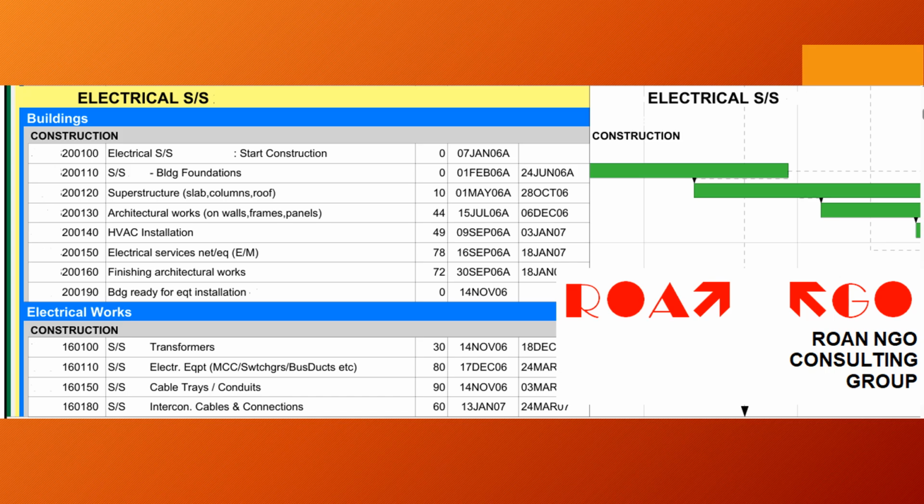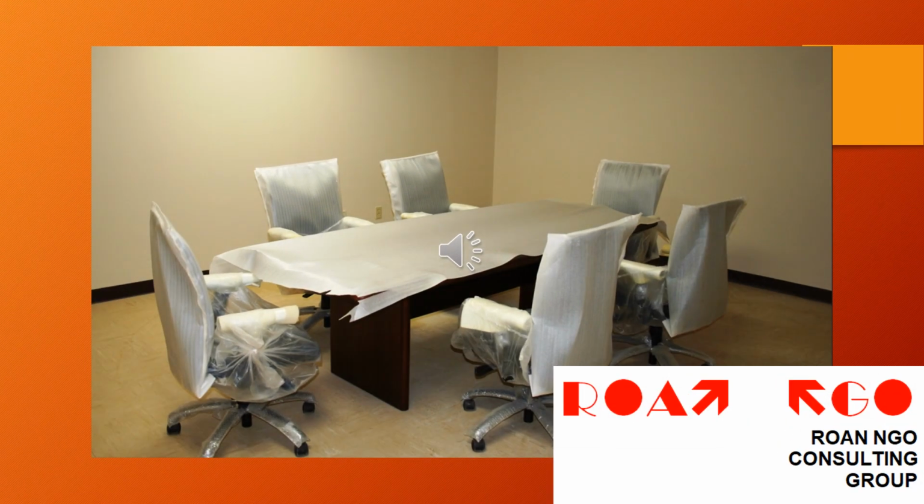Under electrical works, there are transformers, electrical equipment, MCCs, switchgears, bus ducts, etc. Cable trays, conduits, interconnecting cables and connections. This is the conference room, the result after finishing the construction.